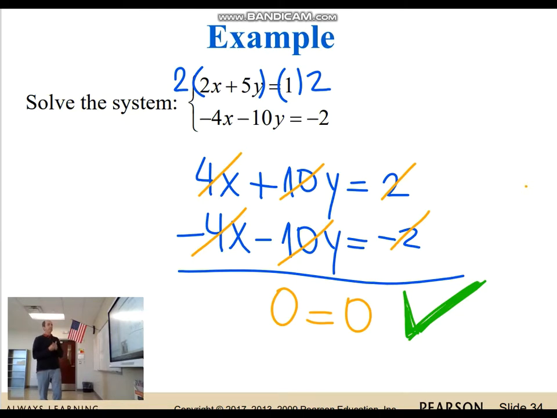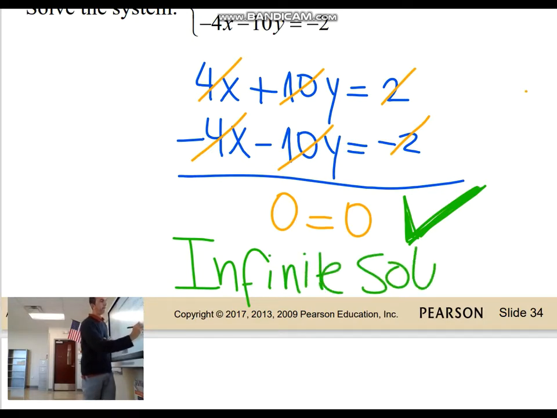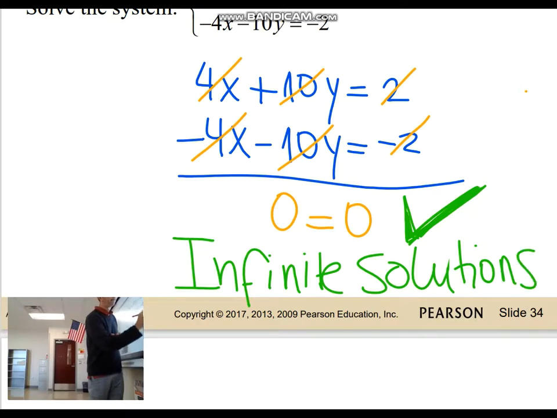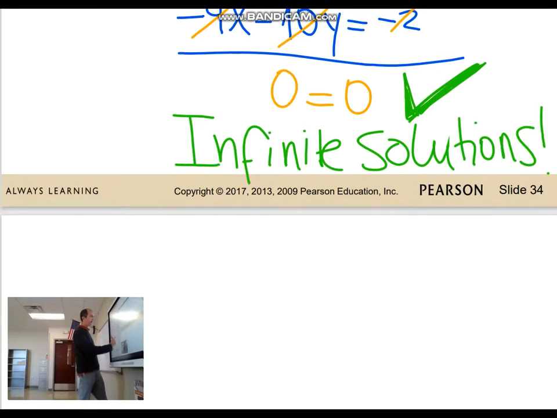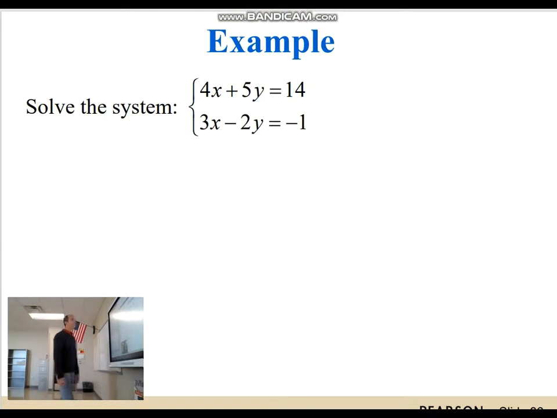And this is an example of coincident lines. If you check the graph of these lines here, you're going to see they are coincident. They are one on top of the other. The equations are the same, and it has infinite solutions, infinitely many solutions. Infinite solutions, okay?